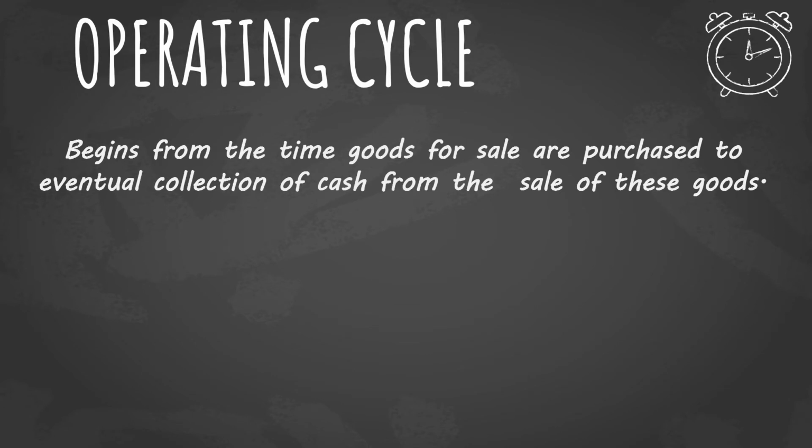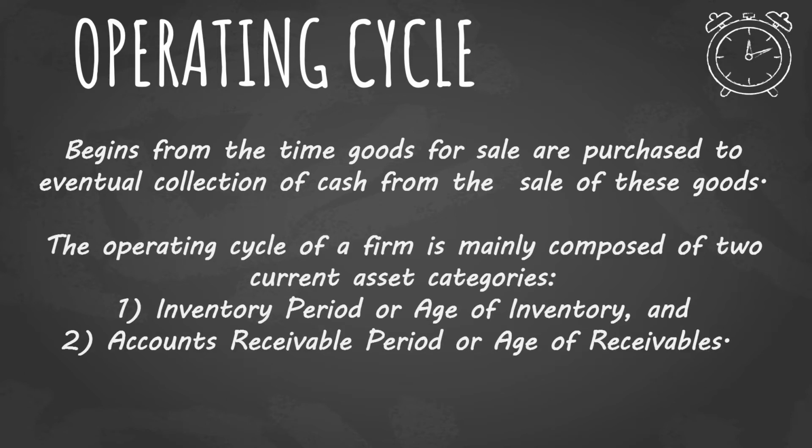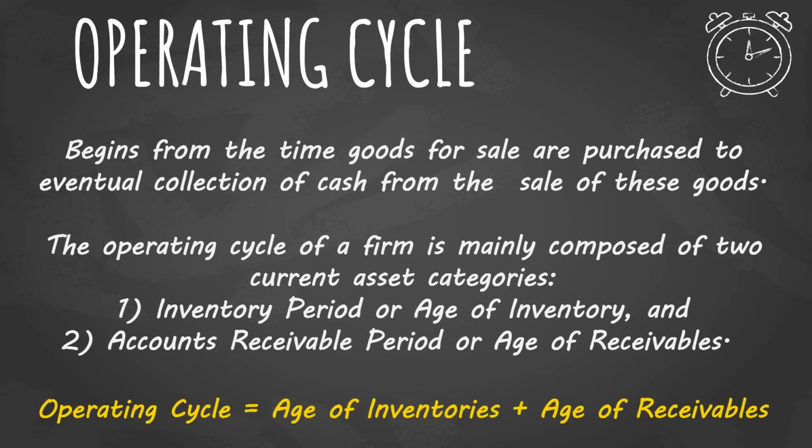To get the cash conversion cycle, we need to identify the operating cycle first. It begins from the time goods for sale are purchased to eventual collection of cash from the sale of these goods. The operating cycle of a firm is mainly composed of two current asset categories: the inventory period or age of inventory and accounts receivable period or age of receivables. The formula in getting operating cycle is age of inventories plus age of receivables. Therefore, we need to get or compute for the age of inventories and the age of receivables.